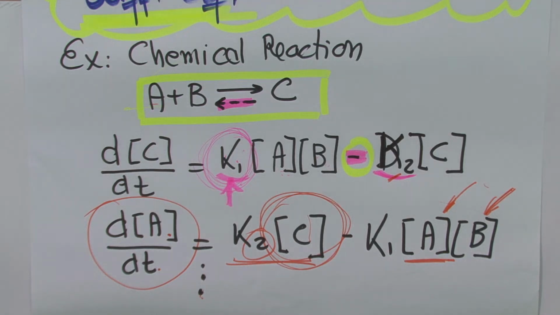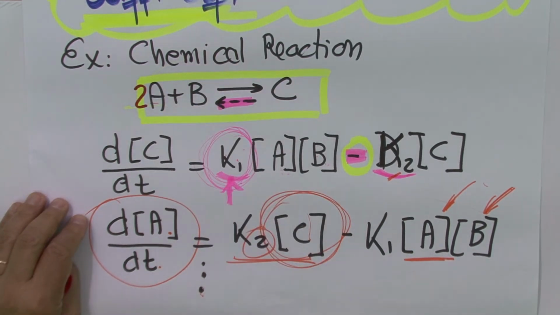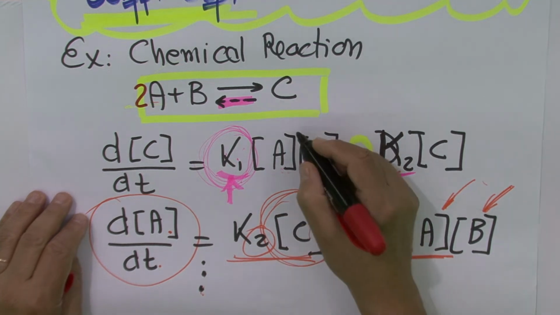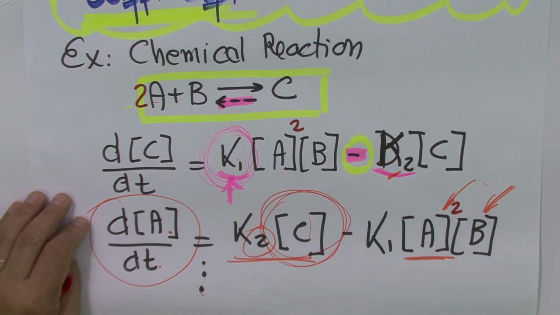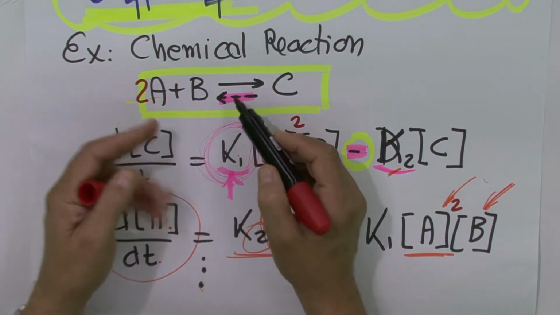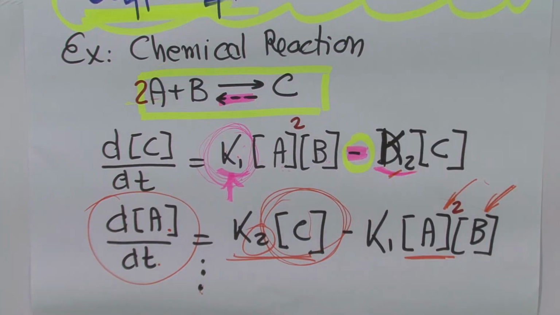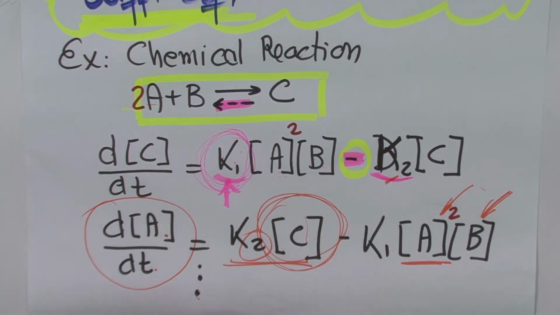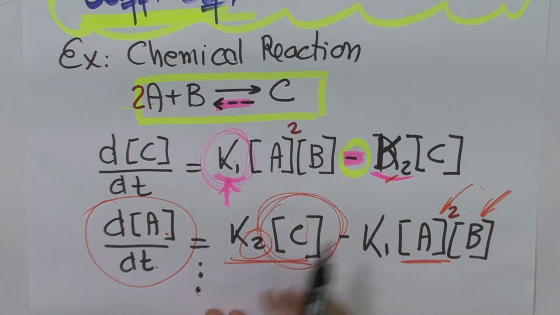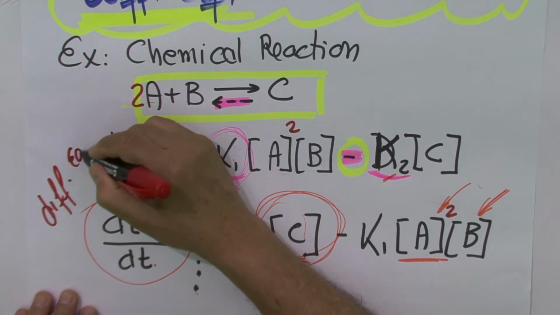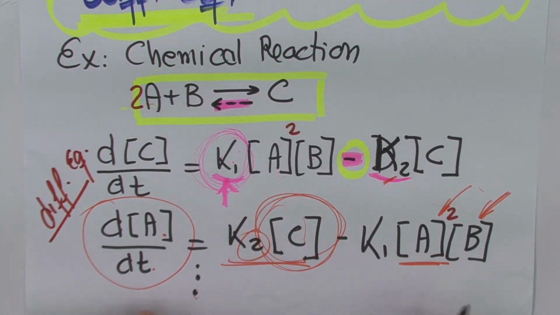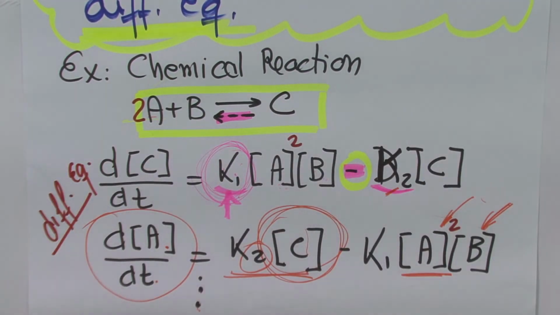You learn in basic chemistry that if we had a 2 here, this will come squared, right? This will come squared because I need 2 molecules of this to match with 1 B to give 1 C. We all learned this in basic chemistry. And what is this? A differential equation, to be able to mathematically express a chemical reaction taking place.